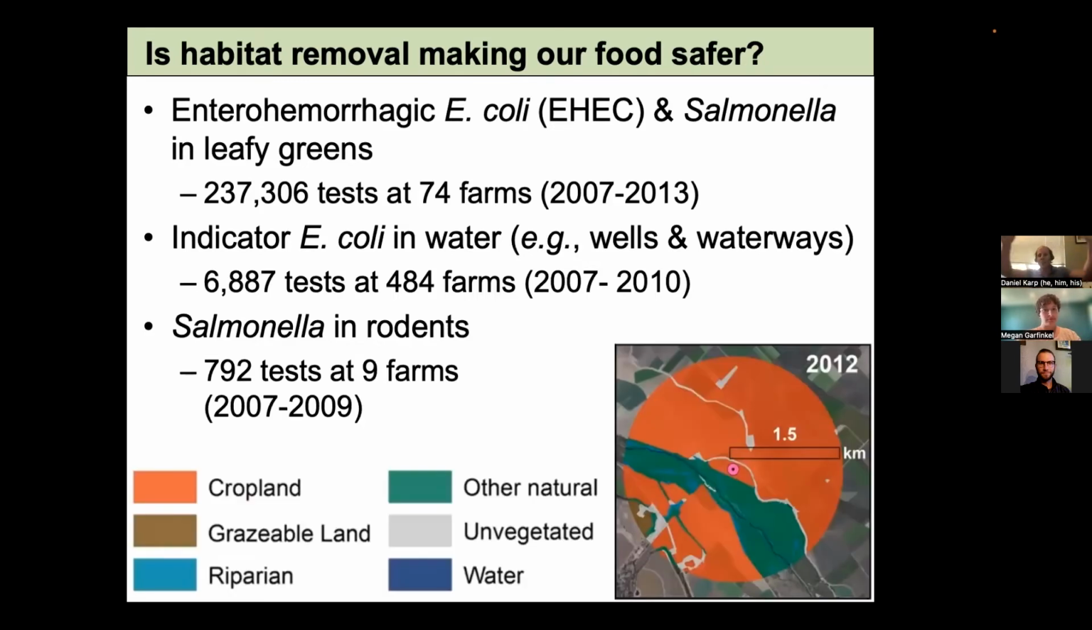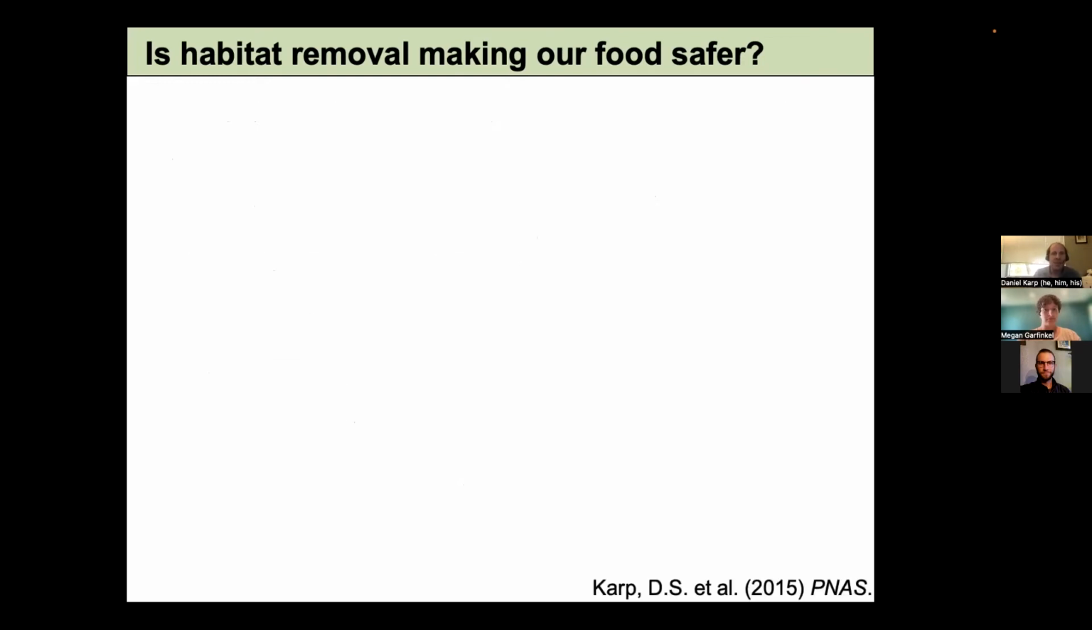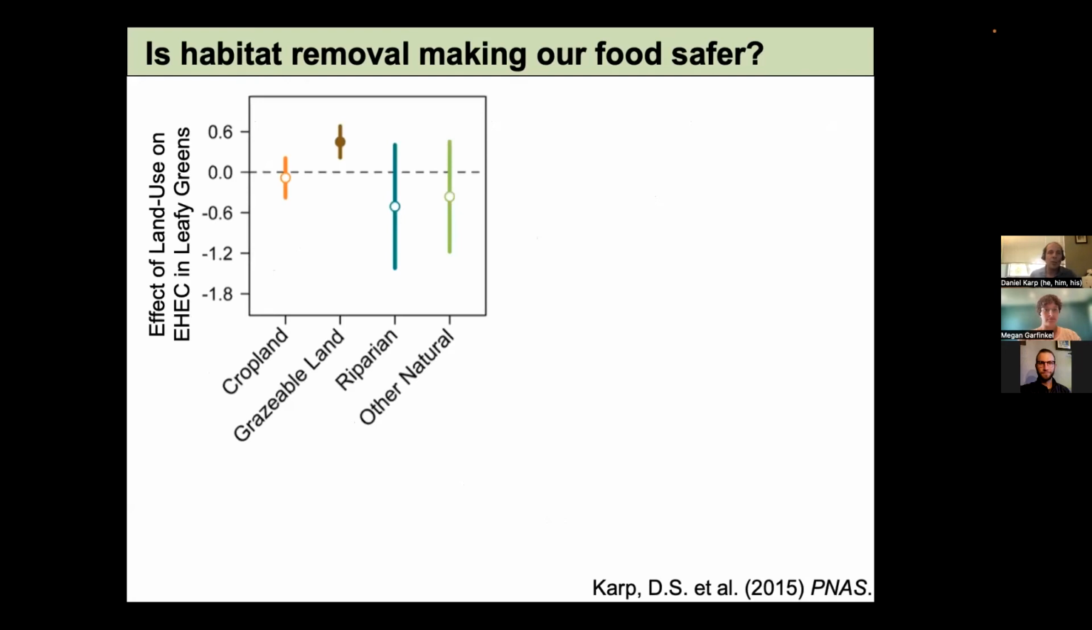So we went out and characterized the vegetation around all these farm fields within 1.5 kilometers, noting where was cropland, where was the grazed land with cattle or other types of grazers on it, riparian areas, and other types of natural habitats. And so what did we find? Well, we found that there were actually no significant effects of cropland, of riparian areas, or of other natural habitats on the frequency of detecting that E. coli in leafy greens.